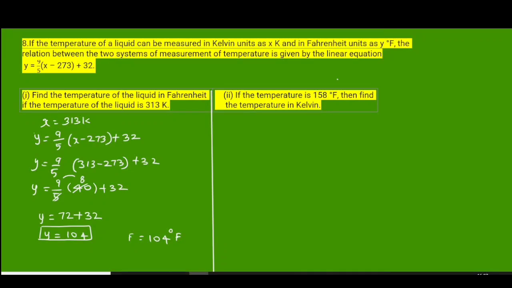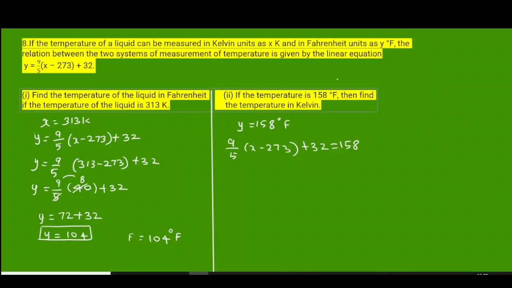Now the second subdivision: if the temperature is 158 degree Fahrenheit, find the temperature in Kelvin. In this case, it is given y = 158 degree Fahrenheit. We need to find x, the Kelvin. So, replace in that equation: 9/5 times (x - 273) plus 32 equals 158.